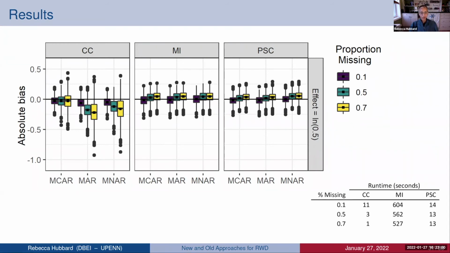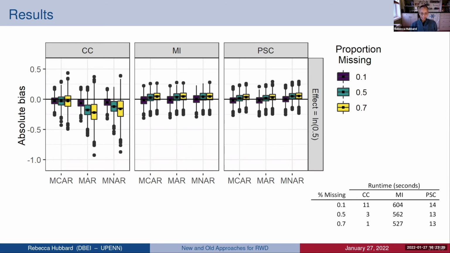The only way in which they really noticeably differed was in terms of computational efficiency. So in the lower right hand of the slide, I have a little table inset that just gives the runtime for the computer that was performing the simulations for the 3 different analyses under one of the missingness mechanisms and across proportions of missingness. Not surprisingly, the complete case analysis is really quick. It gets quicker the more missing data you have because your sample size gets smaller and smaller.